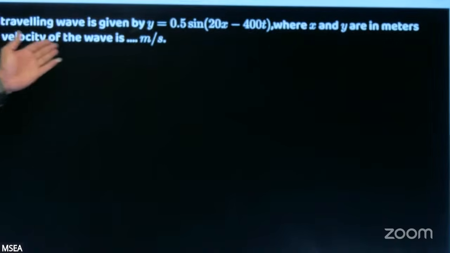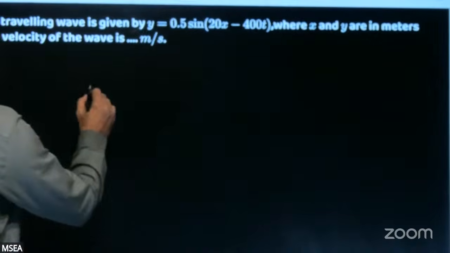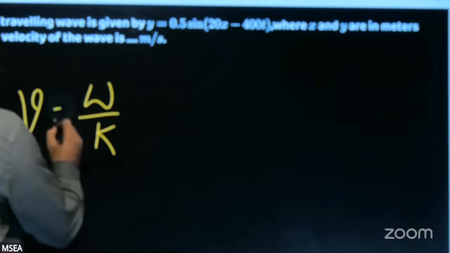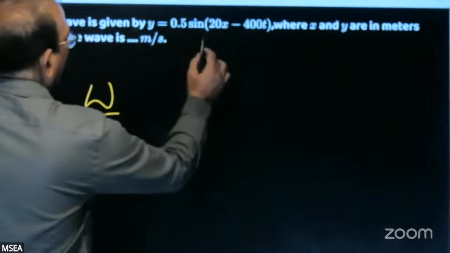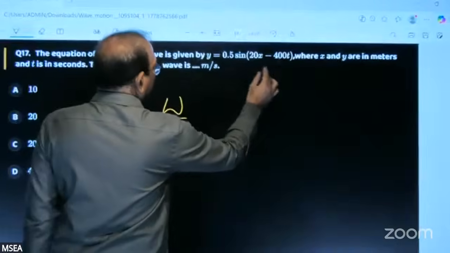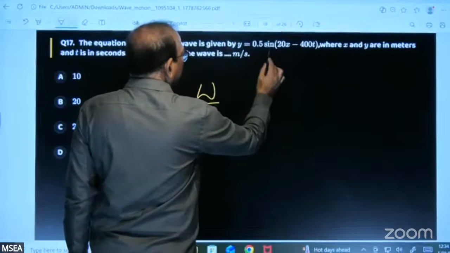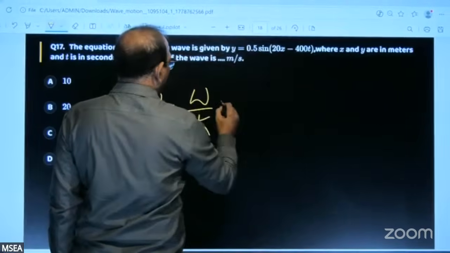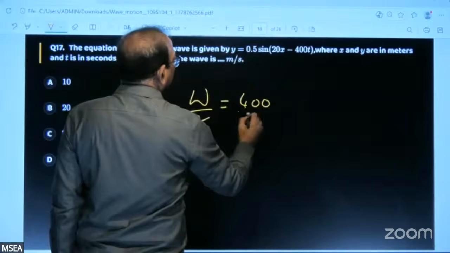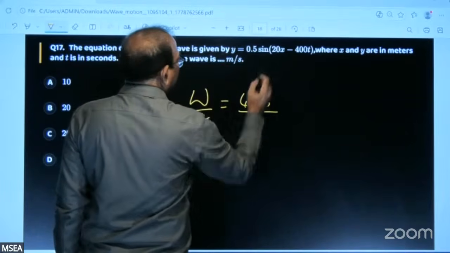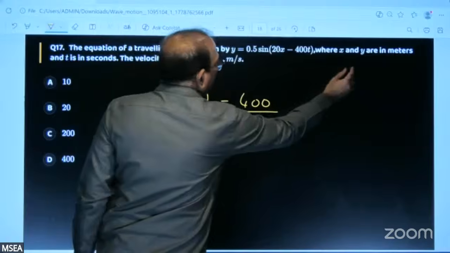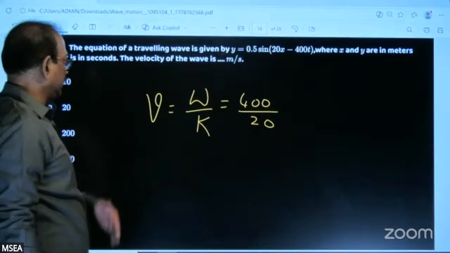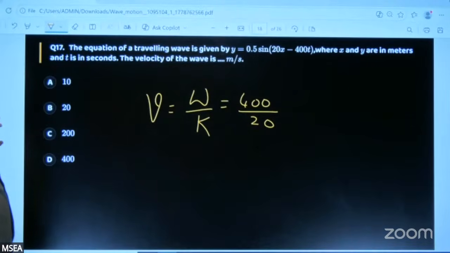This is very easy. Equation of progressive wave is given, and velocity of wave is asked. Omega by k is velocity of wave. In the progressive wave formula, sine in brackets you have kx minus omega t. Omega is 400, k is 20. X and y are in meters, so directly 20 meter per second. Easy. Next.